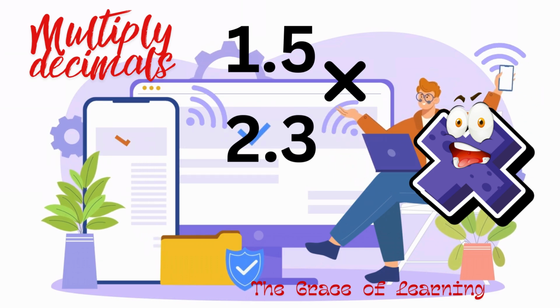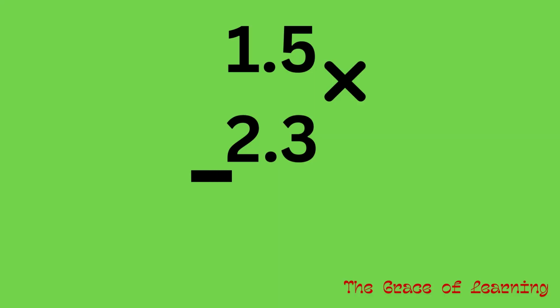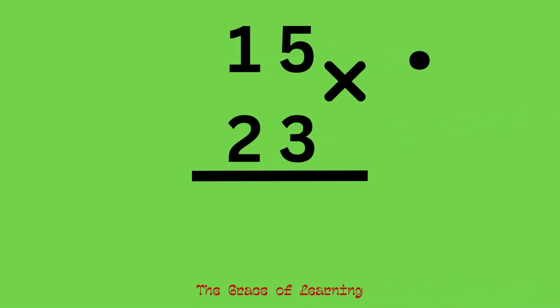Hello, my dear learners. Let's multiply these decimals. Need not worry, it's very simple. The trouble here is the decimal point. Let's hide it, get rid of it, just ignore they even exist.